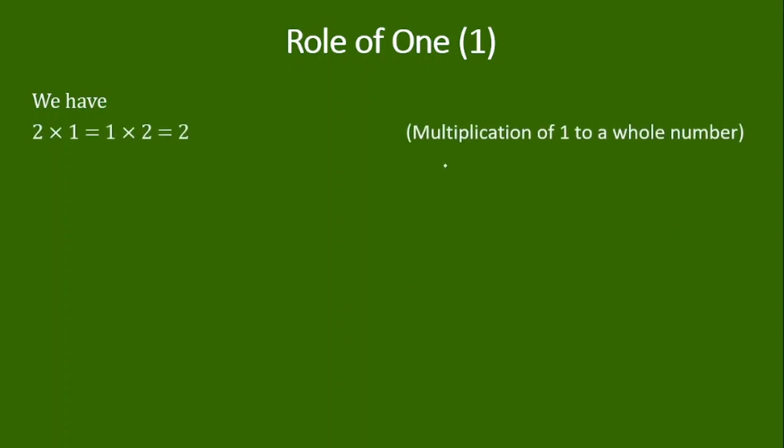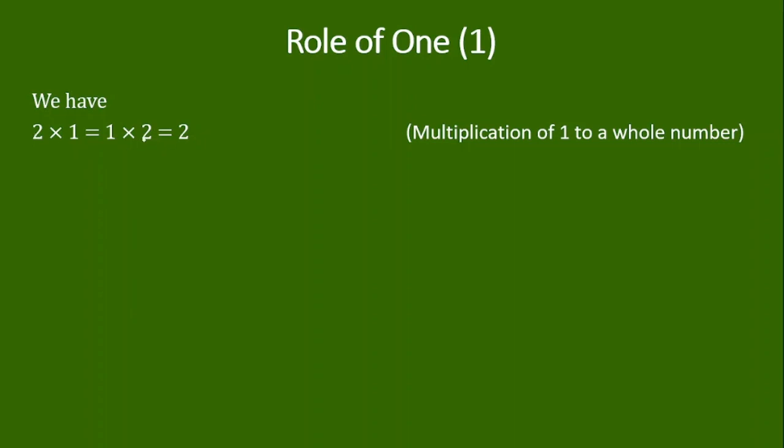Now to see the role of 1, we will see some equations. Here I have taken some equations. First we will see the equation where I have taken the whole number 2 and multiplied it with 1. So 2 multiplied by 1 is equal to 2. Similarly, if I multiply 1 with 2, then also I will get 2.